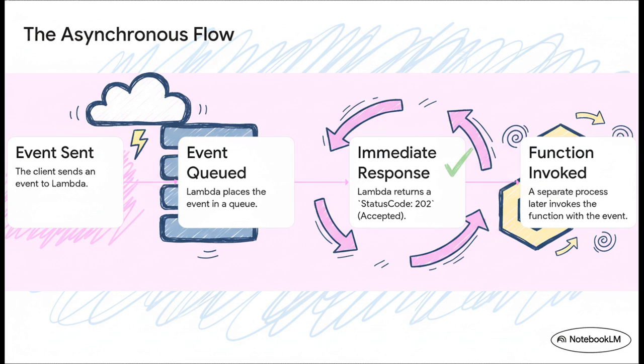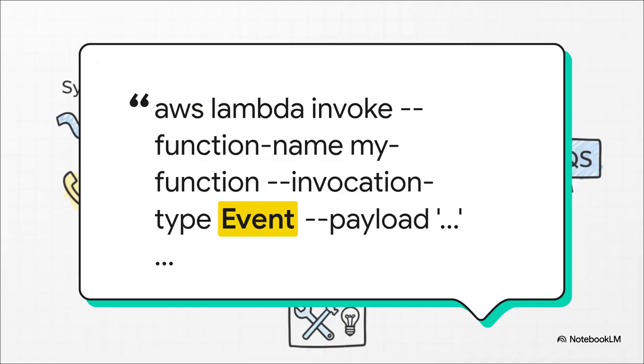And your client is now free to go do whatever it wants. It's done. Meanwhile, behind the scenes, some other process in the Lambda service will come along, grab that event from the queue, and then run your function. Your client has no idea when that happens, only that its request was accepted. And the code reflects this perfectly. It looks almost the same as the last one, with one tiny but critical change.